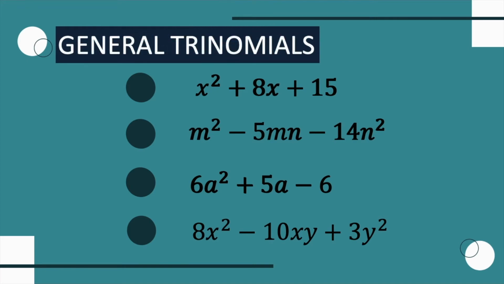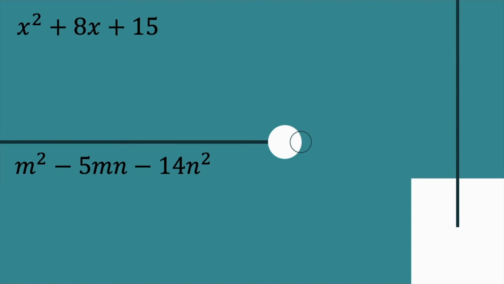But will this mean that we cannot factor them? If yes, how are we going to find the factors? Let us have these two trinomials first: x squared plus 8x plus 15 and m squared minus 5mn minus 14n squared. Note that the leading coefficient of each trinomial is 1. Now, how are we going to factor these trinomials?